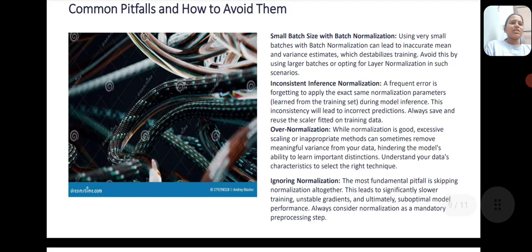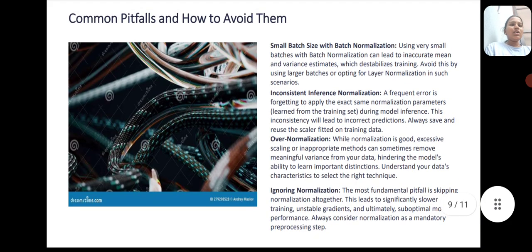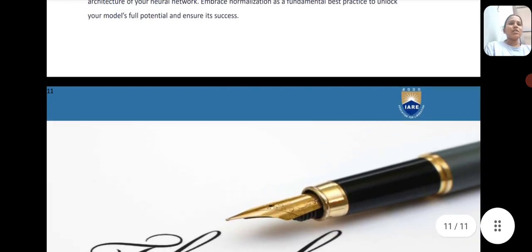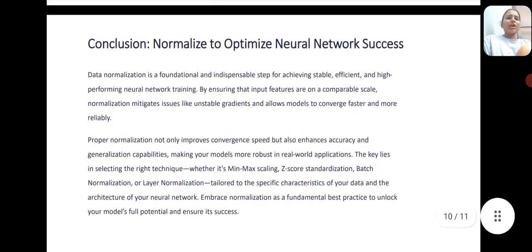Next, ignoring normalization. The most fundamental pitfall is skipping normalization altogether. This leads to significantly slower training, unstable gradients, and ultimately suboptimal model performance. Next, I would like to conclude the topic. Normalize to optimize neural network success.